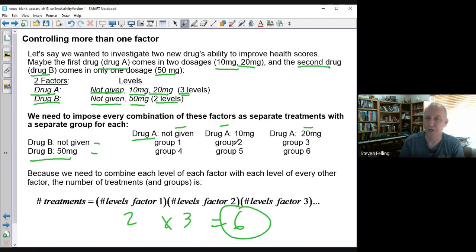Group 2 maybe will get 10 milligrams drug A but not drug B. Group 3 will get 20 milligrams drug A but not drug B. And then groups 4, 5, and 6 will get the same drug A except with full strength drug B. Right? So when we do this, this is called a randomized 2-factor experiment, right?